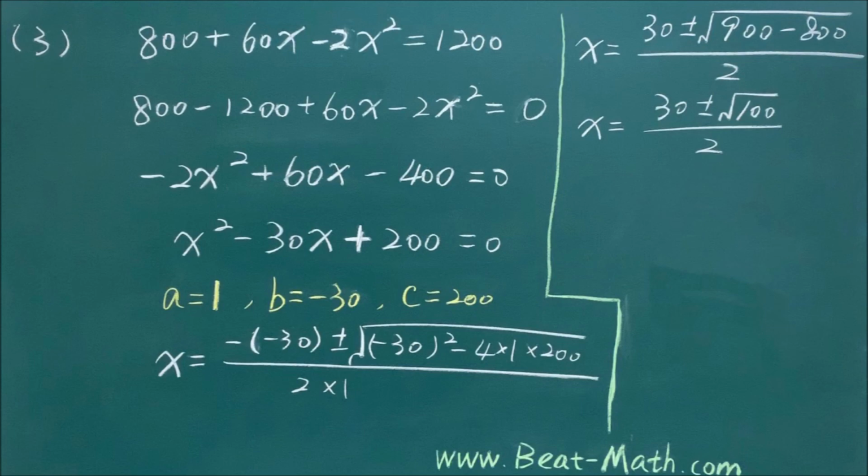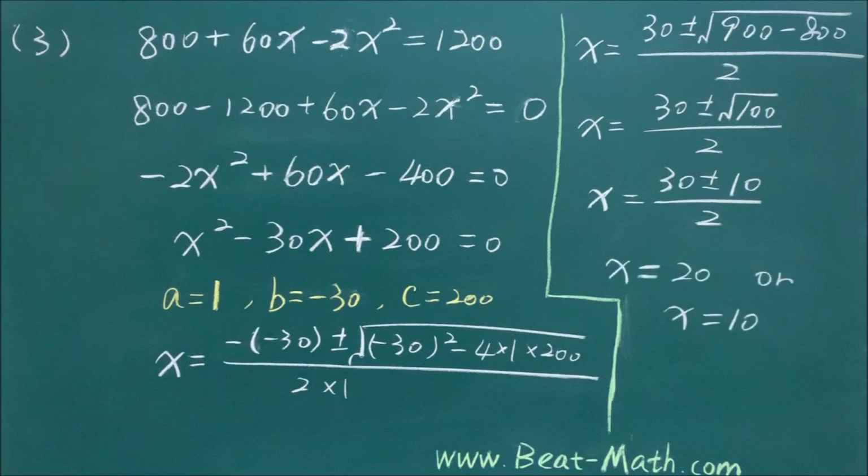100 is the square of 10, so x equals 30 plus or minus 10 divided by 2. The solutions are x equals 20, or x equals 10.